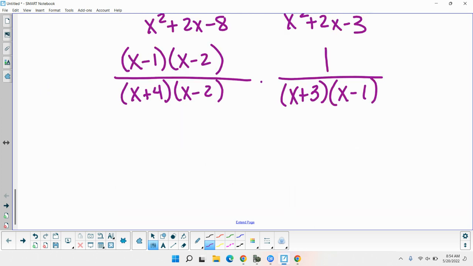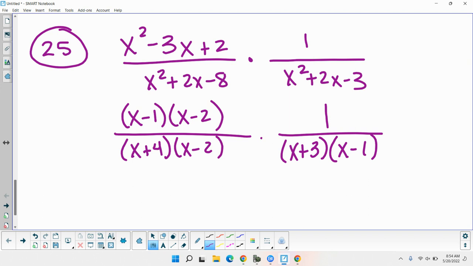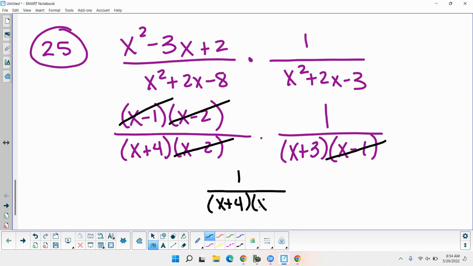All right, so now I can cancel some common factors. Let's see here. Minus 1s and the minus 2s, right? So my answer is 1 over x plus 4 and x plus 3. So those types of problems are just factoring and canceling, right? 23, 24, the second ones, and 25, okay?